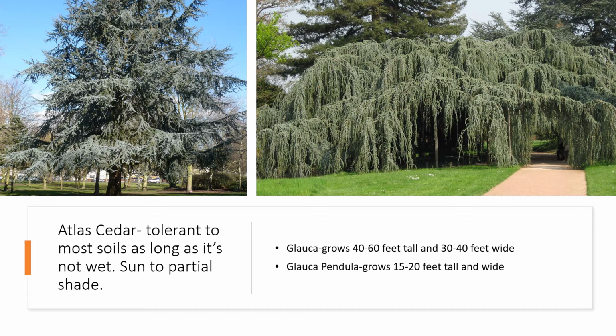There on the left is the upright form. It grows about 40 to 60 feet tall and about 30 to 40 feet wide. And then on the right there is glauca pendula. That plant is pretty old. As you can tell, it is a weeping form, but they have it staked, as you can see there if you look closely, to keep some of those branches from going all the way to the ground, which does help cut back on some problems that you would have if that plant grew on the ground.